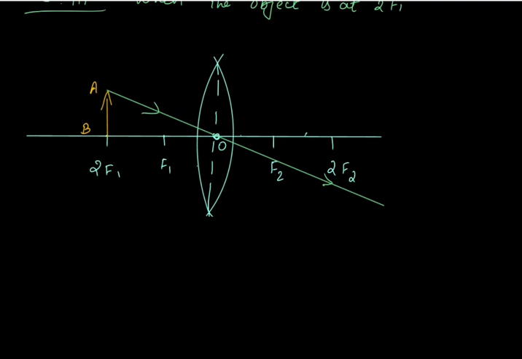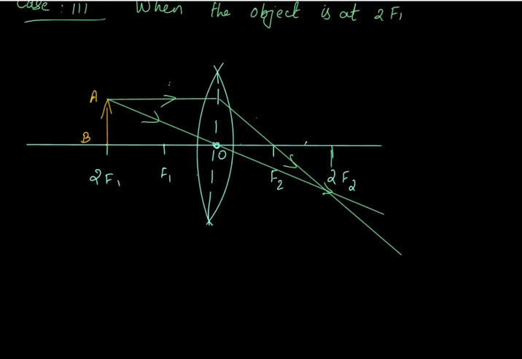Now for the second ray, we will take a ray which is parallel to the principal axis and which is moving to the focal point. The second ray is also shown here, a ray parallel to the principal axis. After refraction it will pass through the focus. Now the first refracted ray and the second refracted ray will meet at a point where we get the image. It can be seen that the meeting point of those two refracted rays is at 2f. So we will be getting the image at 2f. That is, when the object is placed at 2f1, we will get the image at 2f2.